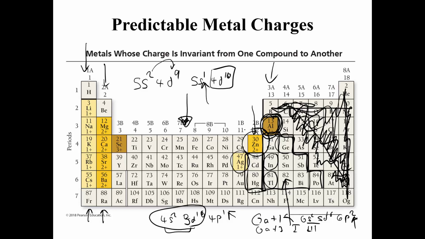You would expect the same thing for copper and gold, but it's not true. Copper can be +1 or +2. So if you do not see a charge on there, you have to communicate that with the Roman numeral.